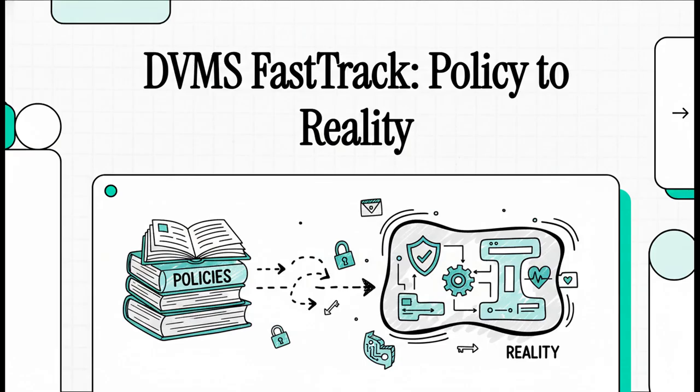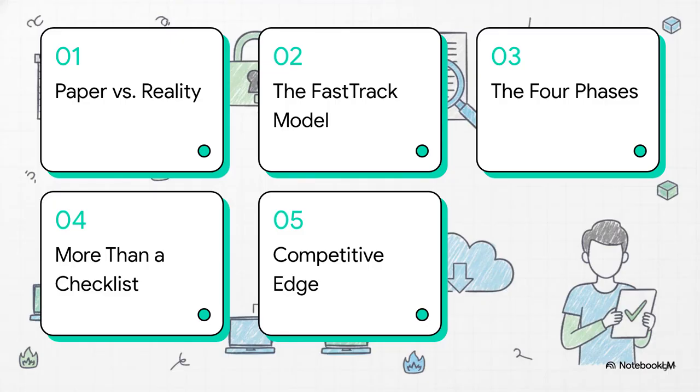So in this explainer, we're going to dive into how you bridge it and turn those policies into a real, breathing, effective system. So here's our game plan. First, we're going to really nail down that core problem, that gap between what's on paper and what actually happens. Then we'll introduce the FastTrack model as the solution. We'll walk through its four main phases, talk about why it's so much more than a simple checklist, and finally, we'll see how this whole thing helps you build a real competitive edge.